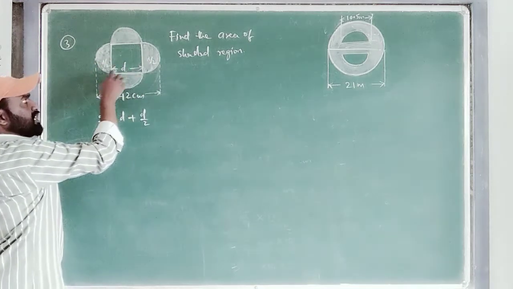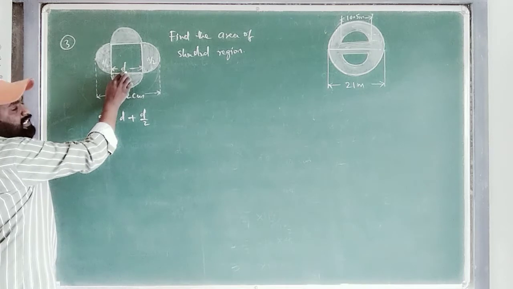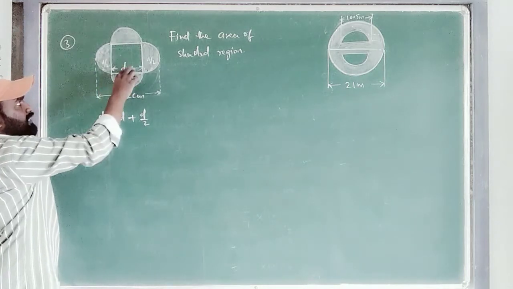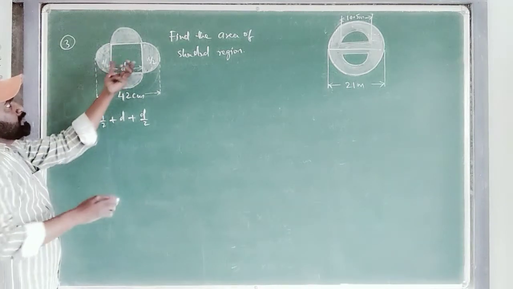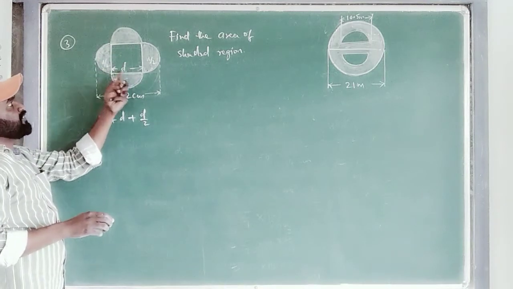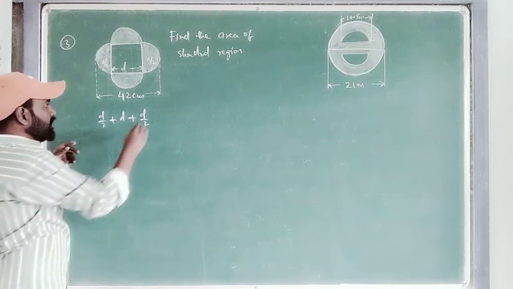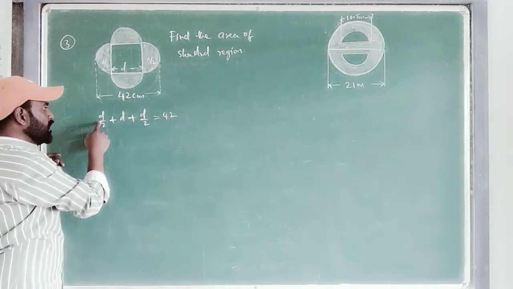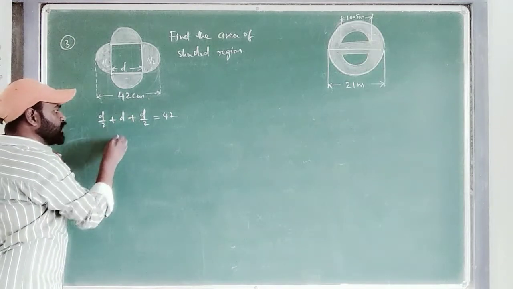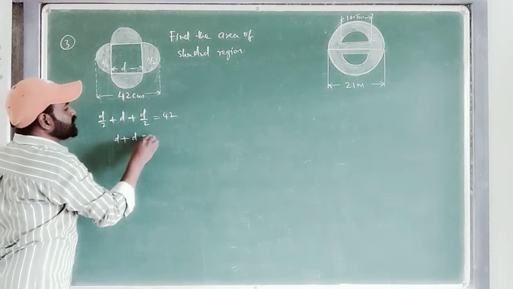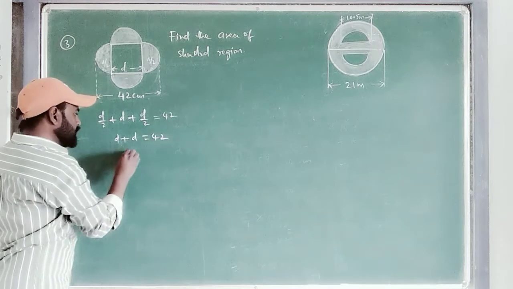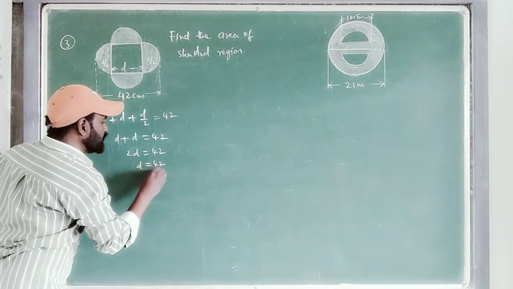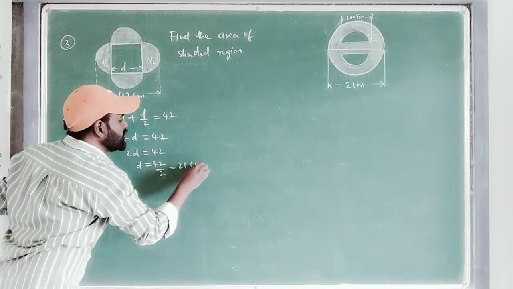Okay. This length is given as D. This is half of D, this is half of D. Why? Because here we cut it, and easily by observing the figure we can understand this is half of it, this is also half of it. So this total length is how much given? 42 centimeters. Now D by 2 plus D by 2 is only 1D. Again 1 more D. So 2D is equal to 42. D is equal to 42 by 2, that is 21 centimeters.